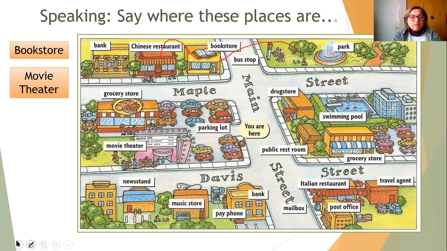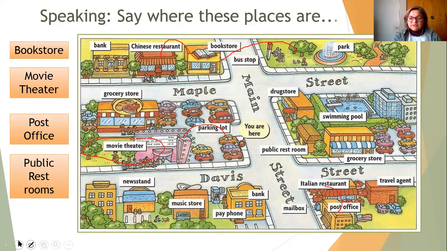The movie theater, yes, and I asked you about the movie theater there, and I remember that you told me that the movie theater was across from or in front of the newsstand. The movie theater was next to the parking lot, you see. We have also the post office. Where's the post office? I remember you told me that the post office was next to the Italian restaurant, was near the travel agent.